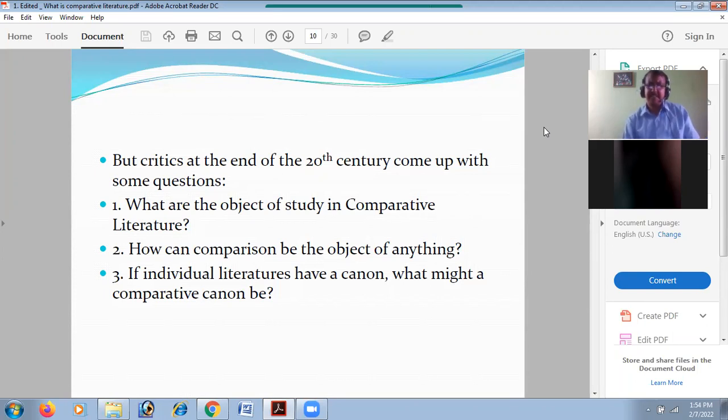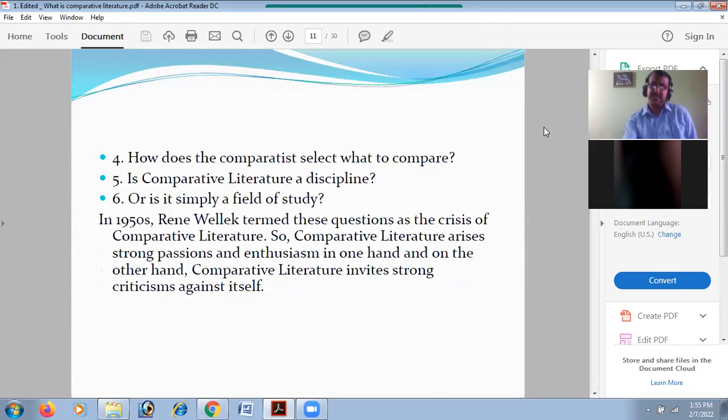If individual literature has a canon, what might a comparative canon be? Okay, sometimes we say that it is a canonical text of William Shakespeare. It is a canonical text of George Bernard Shaw. So in that case, what kind of canon will comparative literature, or the comparative canon, be? In which way, with which weapon, with which motive will we be comparing the literature? That question is also asked by the critic. And how does the comparatist select what to compare?